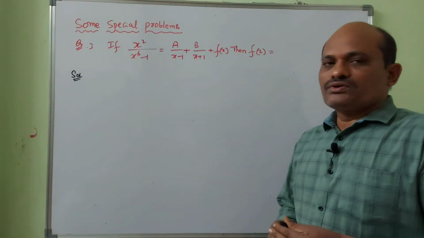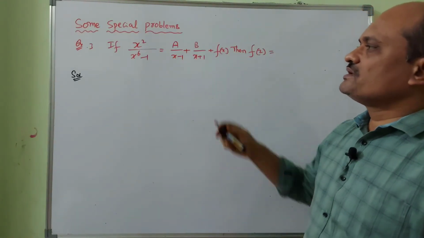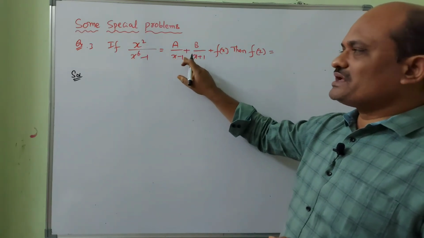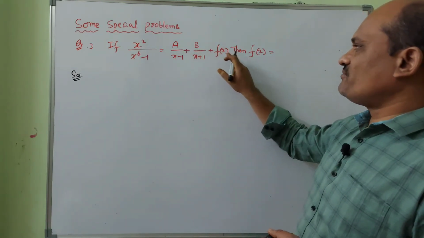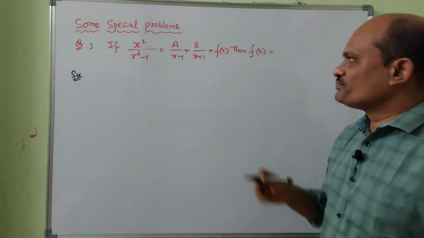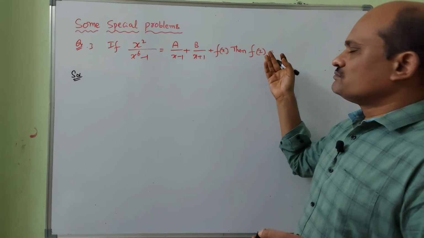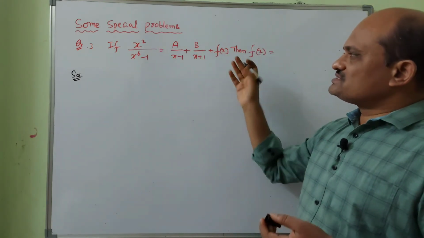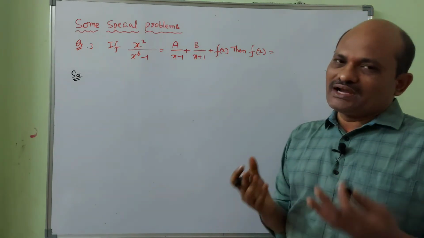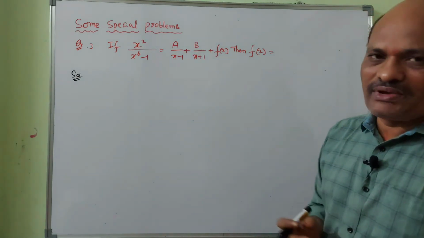Students, now question number 3. Please observe the question. If x square by x power 6 minus 1 equals a by x minus 1 plus b by x plus 1 plus f of x, then what is the value of f of 2? To find f of 2, put x equal to 2 on both sides. But here is the problem: you need a and b to get the answer. So first find out a and b.